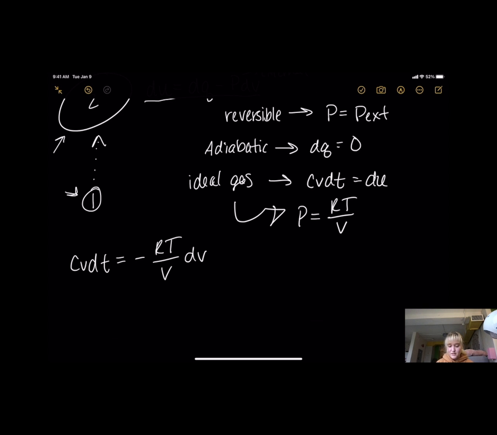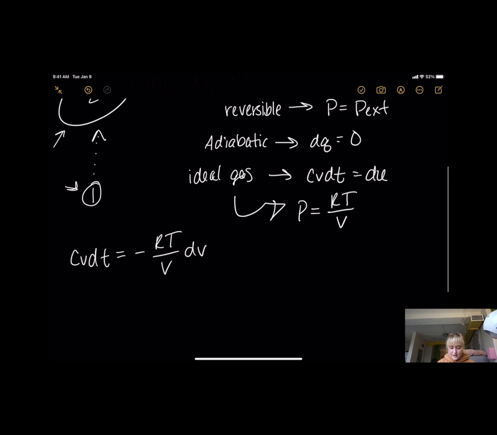Now we're going to move T to the other side, and we can rewrite this as now C_V times dT over T is equal to negative R times dV over V. And so now we're just going to integrate.